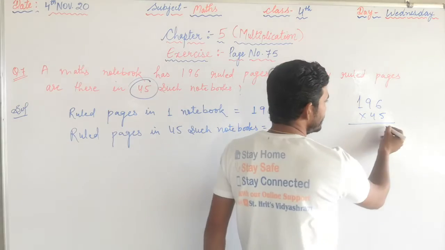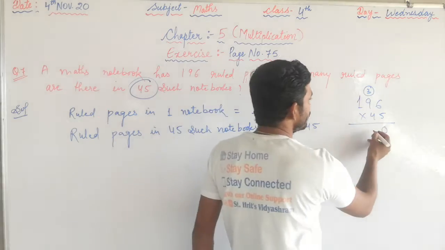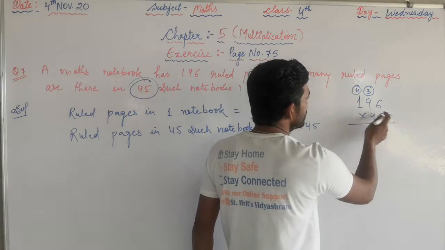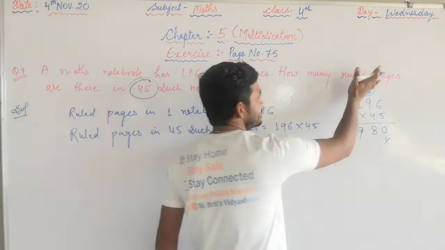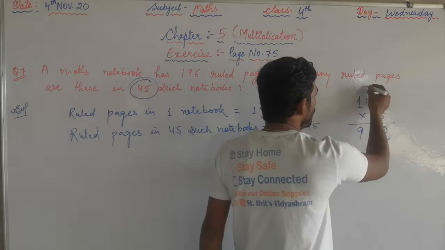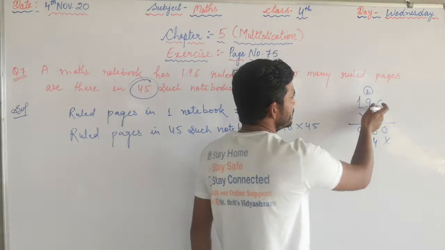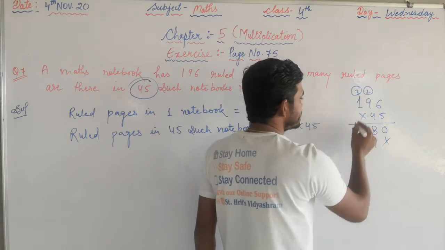6 5s are 30, 0 carry 3, 9 5s are 45, 45 plus 3 is 48, carry 4, 5 1s are 5, 4 9. Put here the sign of multiplication. 6 4s are 24, 4 carry 2, 9 4s are 36, 36 plus 2 is 38, carry 3. Next, 4 1s are 4 plus 3, 7.